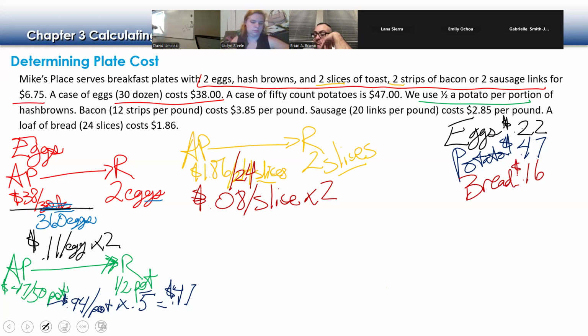Okay, so I'm going to stop right here for a second because every plate comes with these three things: bread, eggs, and potatoes. The only difference is going to be the sausage or the bacon, the protein. So add these up. 6 and 7 is 13. 85 cents is our total. So those three components represent 85 cents.